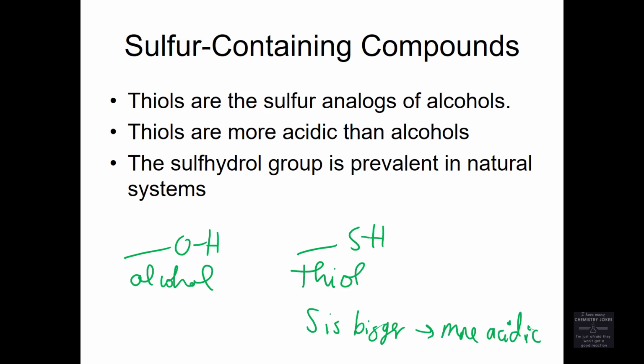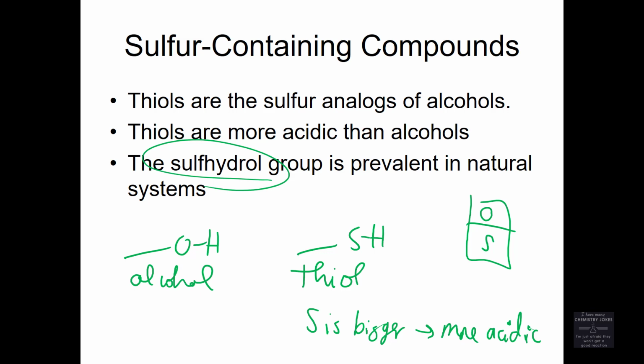Oxygen and sulfur are upstairs, downstairs neighbors on the periodic table. It's about size when you compare things up and down the periodic table. The sulfhydryl group, that's what some other disciplines call it. The sulfhydryl group is present in natural systems. Sulfur is a common element in physiological systems.